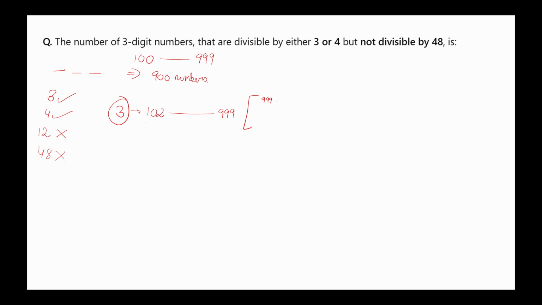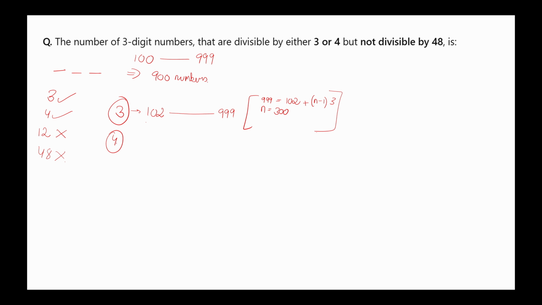It would be 999 equals A, which is 102, plus (n minus 1) into d. My d is 3 here. So upon calculating, what do I get my n to be? 897 divided by 3 would give us 299, plus 1 would give us 300. So this would become 300. That means I have 300 three-digit numbers which are divisible by 3. So my n here is 300.